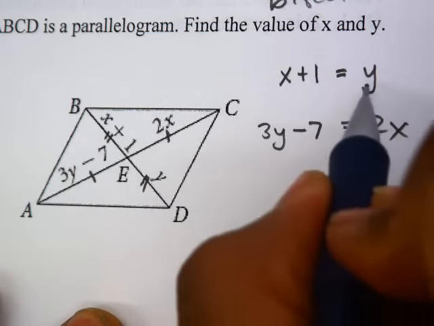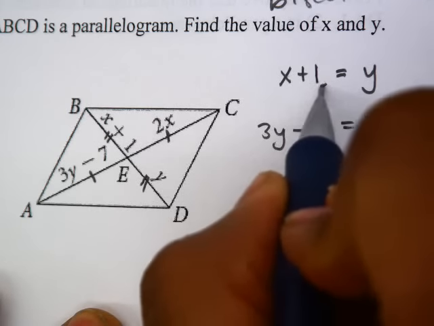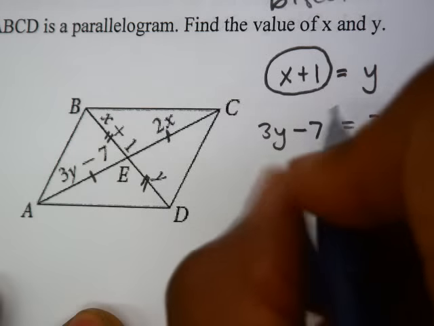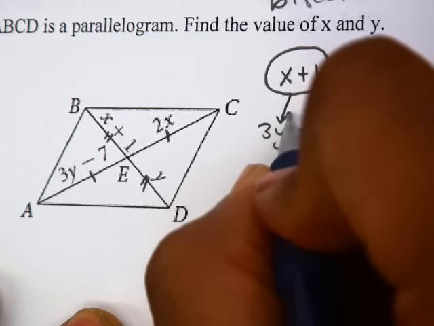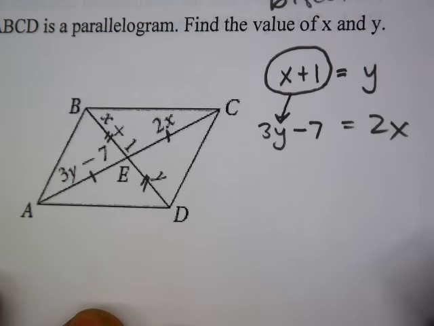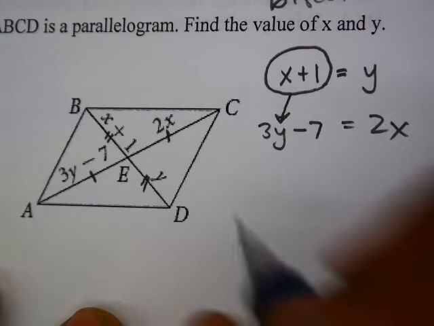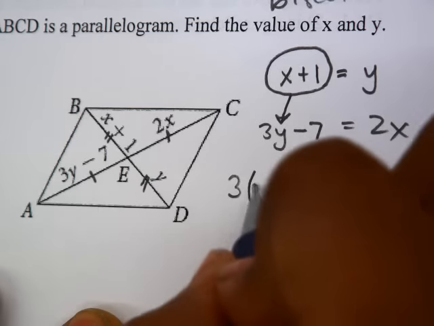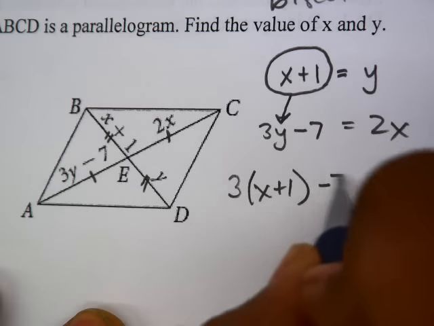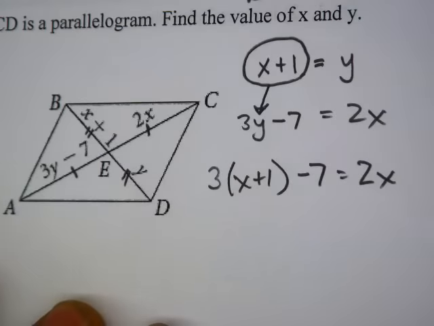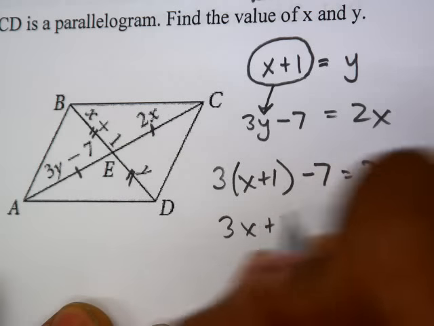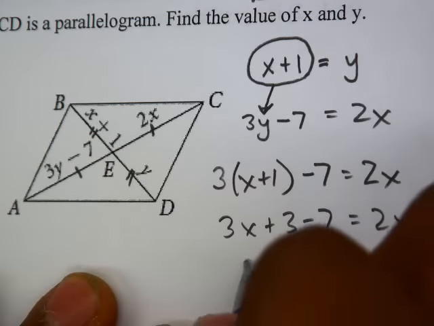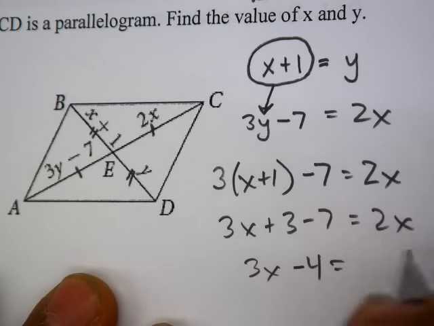Notice how the first equation is equal to y. So I'm going to take that x plus 1 and I'm going to substitute it in for y because that's what it equals. I'll rewrite the whole second equation over again. 3, instead of y, I write x plus 1, minus 7 equals 2x. Distributing, that's 3x plus 3 minus 7 equals 2x. This is 3x minus 4 equals 2x.